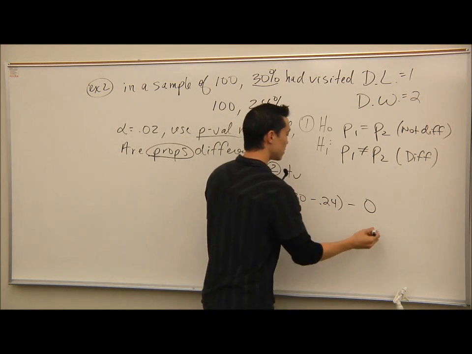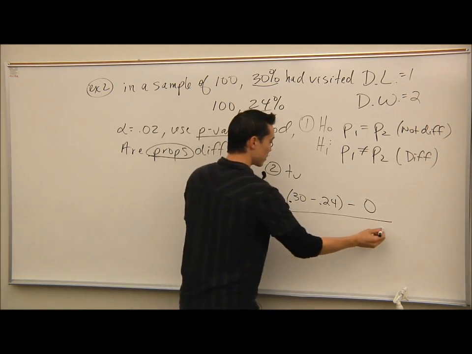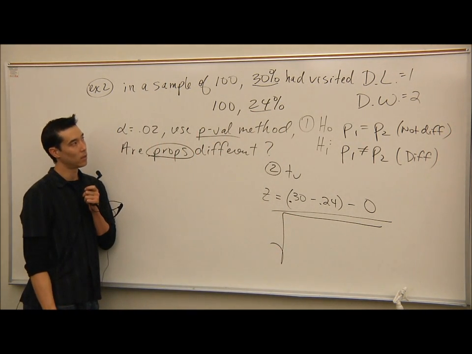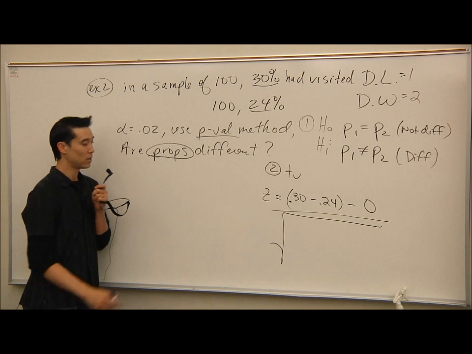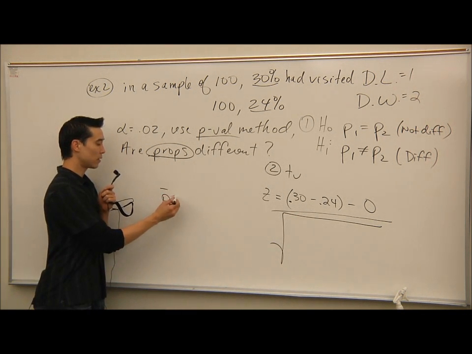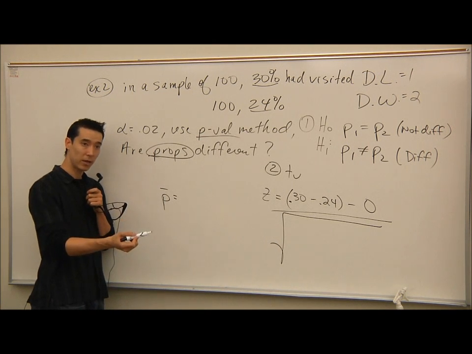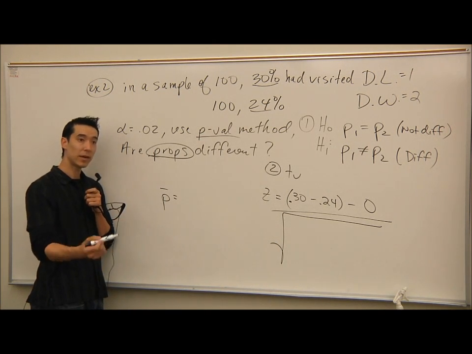Minus the hypothesized difference of 0. Then a big square root. Now, once we get to p-bar, we have to be careful. Okay? So p-bar is the number of people that went to Disneyland plus the number of people that went to Disney World divided by the total.